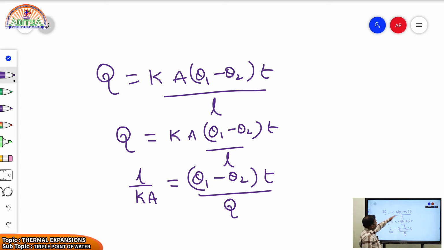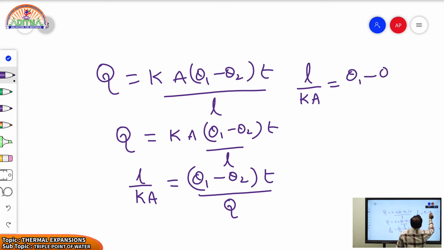Look once again, I have written the same formula here. Later, what I did? I moved this K A by L to the other side. L by K A is equal to theta 1 minus theta 2 divided by Q into T. Now I can write it like this: L divided by K A is equal to theta 1 minus theta 2 divided by Q divided by T.